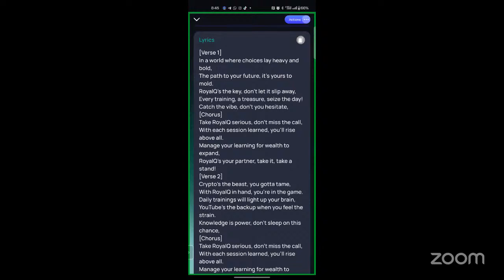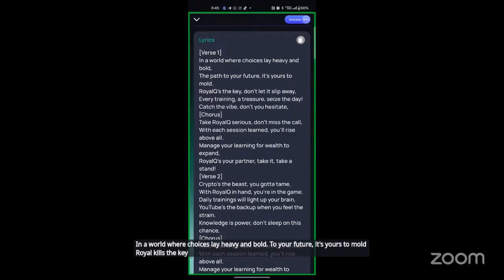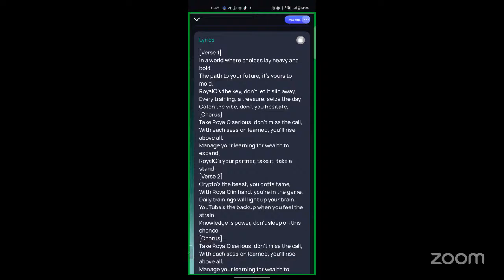In a world where choices lay heavy and bold, the path to your future, it's yours to mold. Royalq's the key, don't let it slip away. Every training a treasure, seize the day. Catch the vibe, don't you hesitate. Take Royalq serious, don't miss the call. With each session learned, you'll rise above all. Manage your learning for wealth to expand. Royalq's your partner, take a stand.